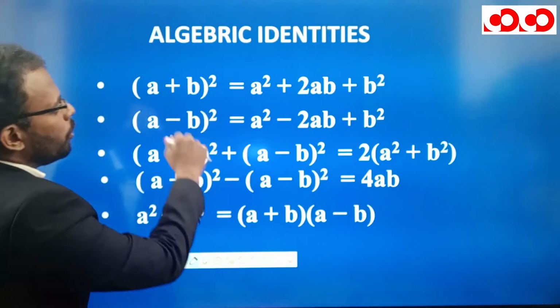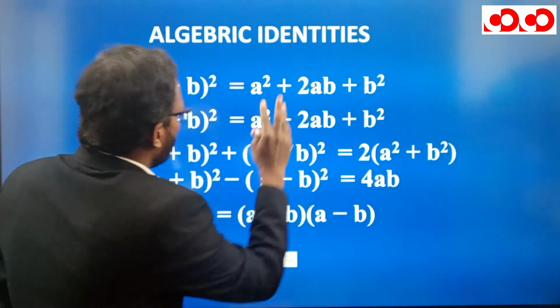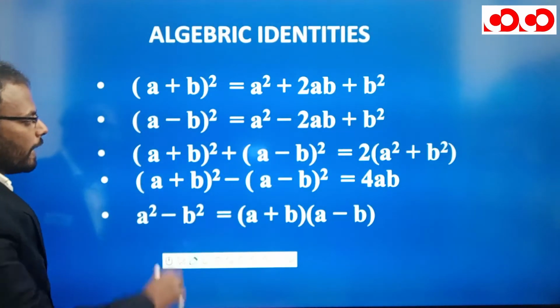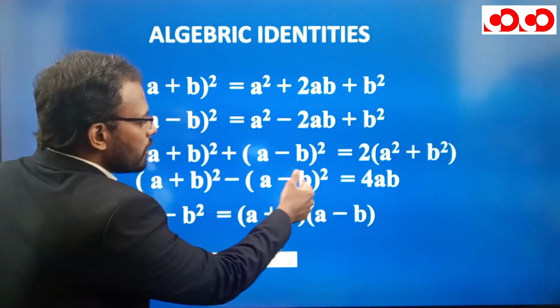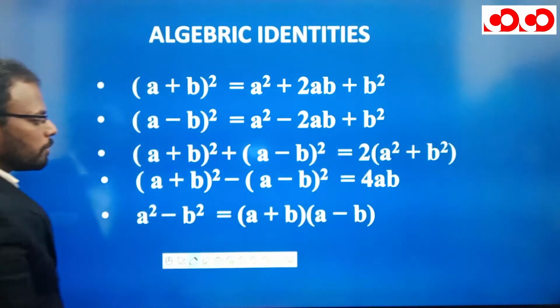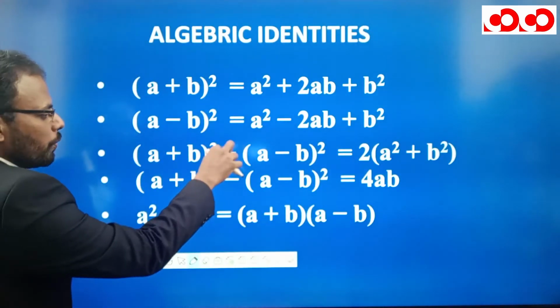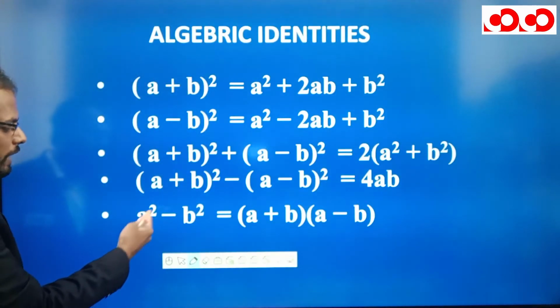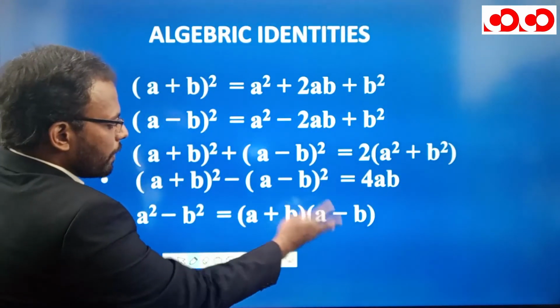First, (a plus b) whole square is a square plus b square plus 2ab. (a minus b) whole square is a square minus 2ab plus b square. (a plus b) whole square plus (a minus b) whole square is equal to 2 into (a square plus b square). And if you put minus over here, you will get 4ab. And this is another formula, a square minus b square is equal to (a plus b) into (a minus b).